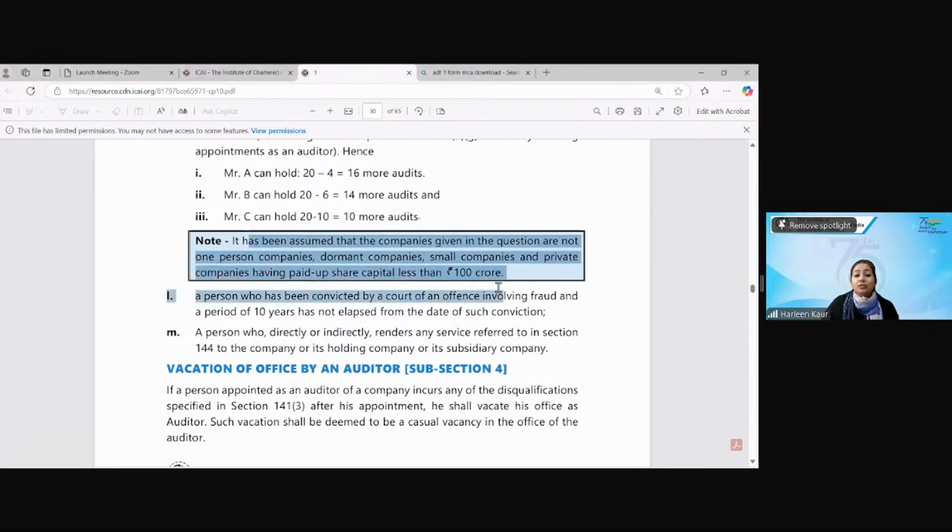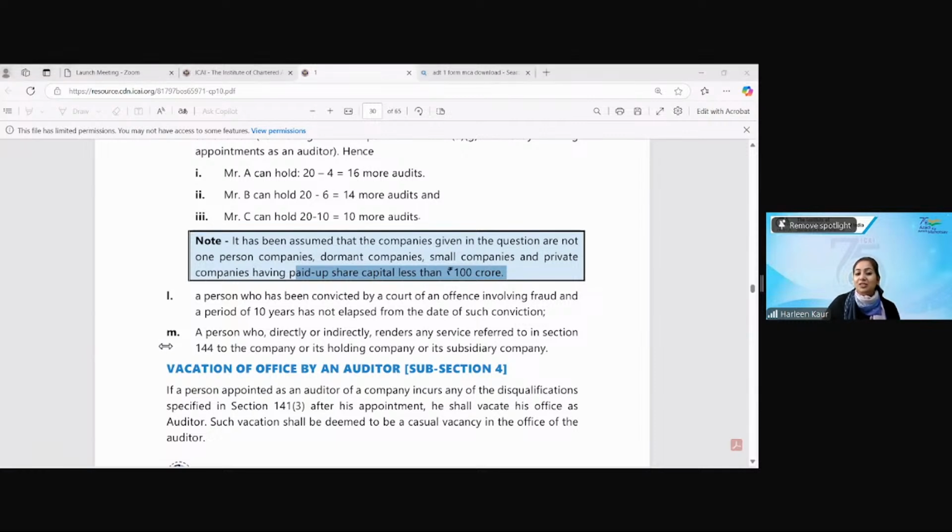And look at this assumption, children. Did you read this? It has been assumed that the companies given are not OPC, dormant, small companies and private companies. Why have they written this? If I am the auditor of a company, I am having audit of 20 companies, including 5 OPCs. Then how many companies can I still audit more? Have I crossed the limit or do I still have the opportunity to audit any more companies?